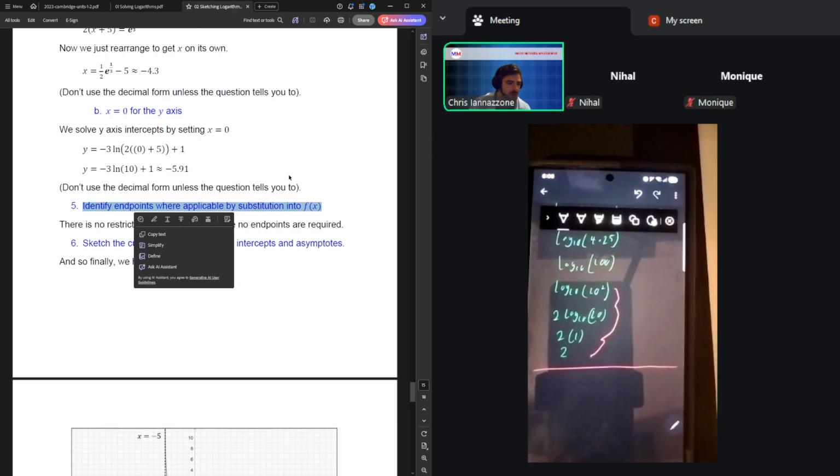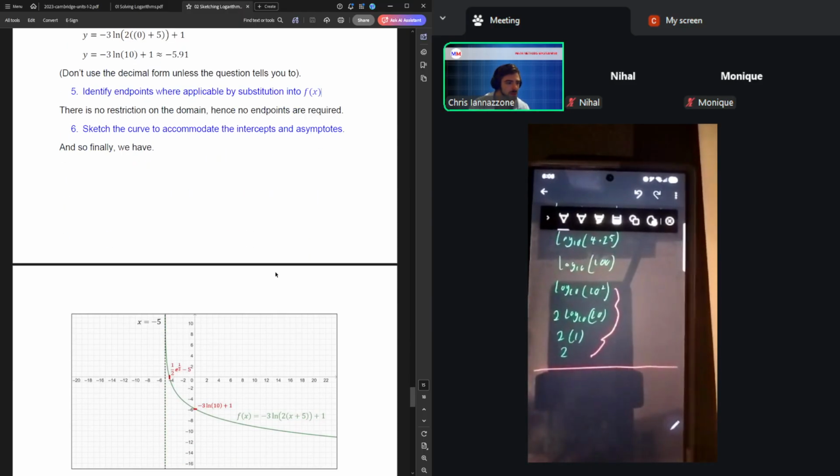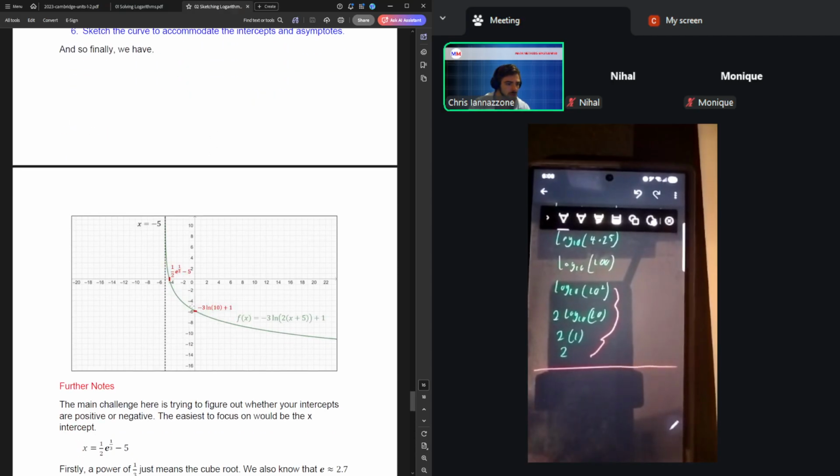If you do have any domain restrictions, make sure you get those endpoints sorted. It's very rare to have that on a logarithm though, so I'm not going to look at that now. From there, just make sure you label where those should actually be.